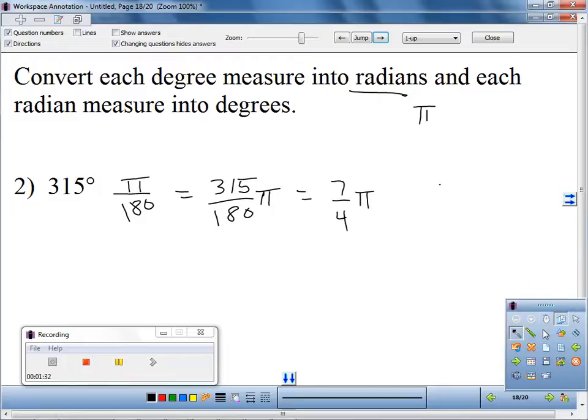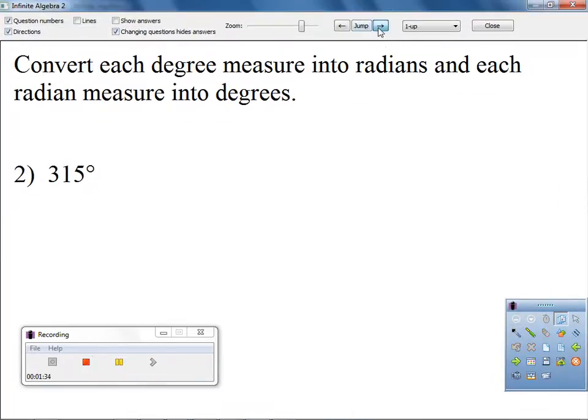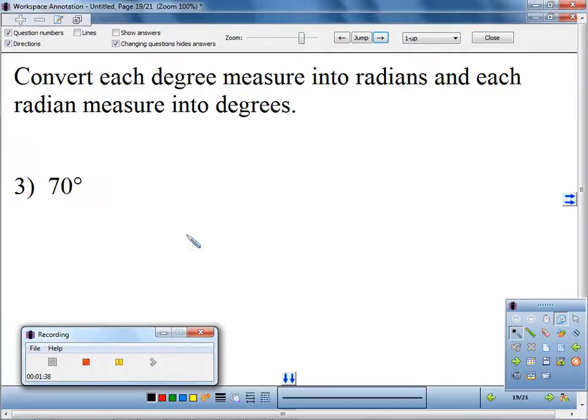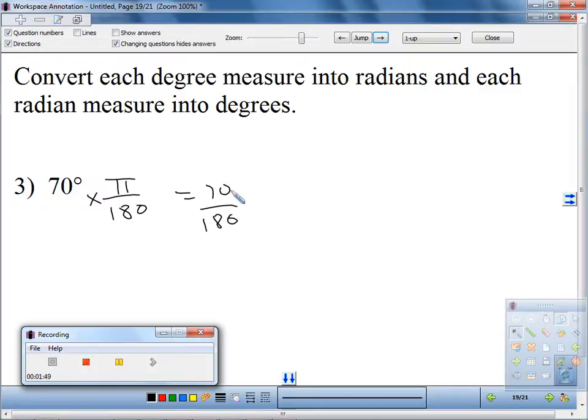Let's go ahead and look at the next example. Okay, here we have 70 degrees and we're going to radians. So we'll have pi over 180. So we end up with 70 over 180, pi. This reduces, so we end up with 7/18 pi.